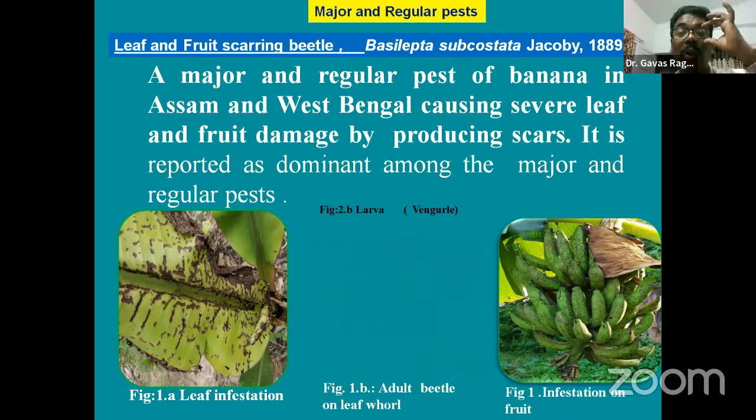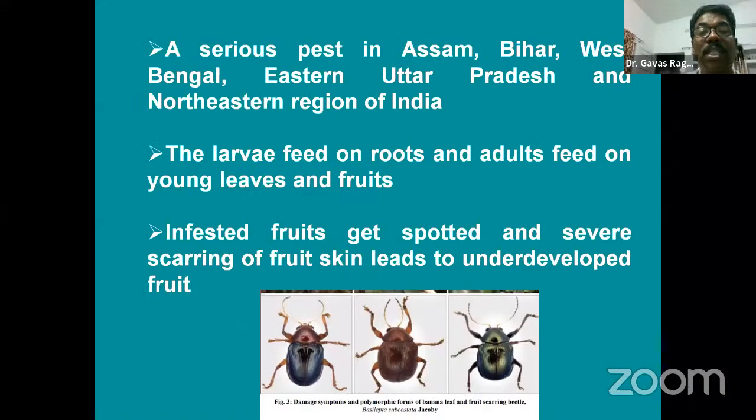It's a major and regular pest of banana in Assam and West Bengal, causing severe leaf and fruit damage by producing scars. It is reported as a dominant pest in these areas, especially in the Northeast. It's a serious pest in Assam, Bihar, West Bengal, Eastern Uttar Pradesh, etc. I have put the pictures of the beetle here. Very small beetles, approximately half a centimeter at maximum, but because the numbers are very high, they can cause severe damage.